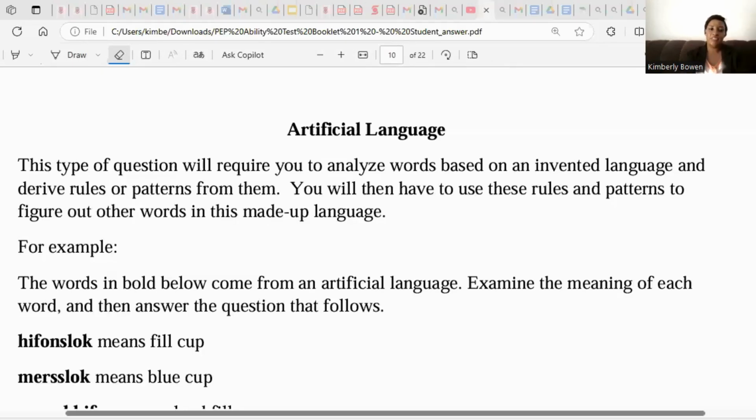All right, now let's look at the artificial language type question. This type of question will require you to analyze words based on an invented language and derive rules or patterns from them. You will then have to use the rules and patterns that you found from the artificial language to figure out the words in this made-up language.